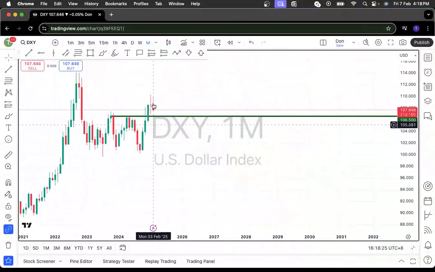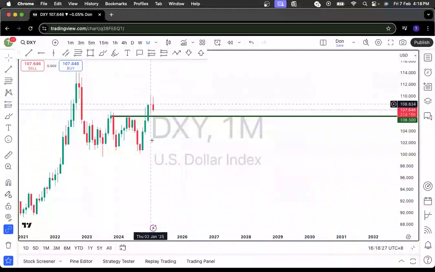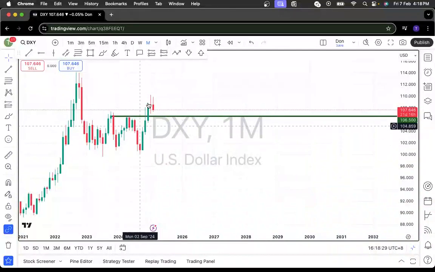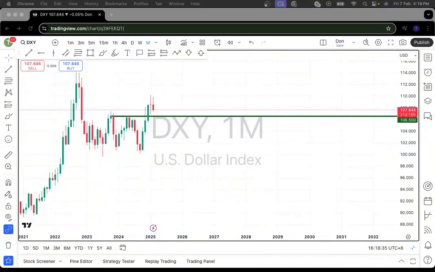A candle with very long wicks, eventually a red candle, but you can see a very strong momentum towards the upside, and sort of a revival of the US dollar appeal and demand, given that the Fed at that point in time had been cutting rates.